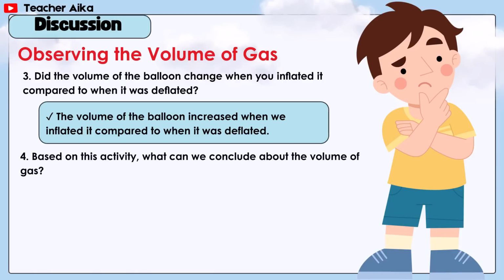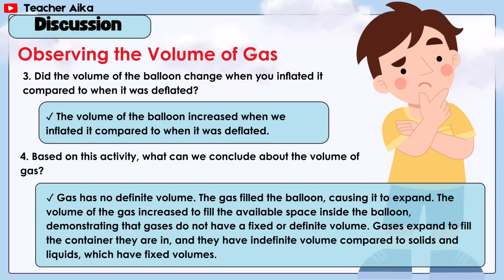4. Based on this activity, what can we conclude about the volume of gas? Answer: gas has no definite volume. The gas filled the balloon, causing it to expand. The volume of the gas increased to fill the available space inside the balloon, demonstrating that gases do not have a fixed or definite volume. Gases expand to fill the container they are in, and they have indefinite volume compared to solids and liquids, which have fixed volumes.